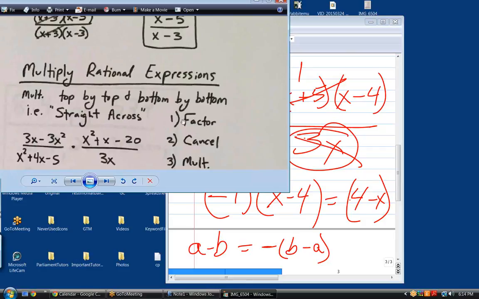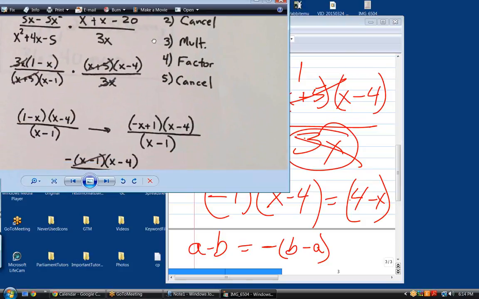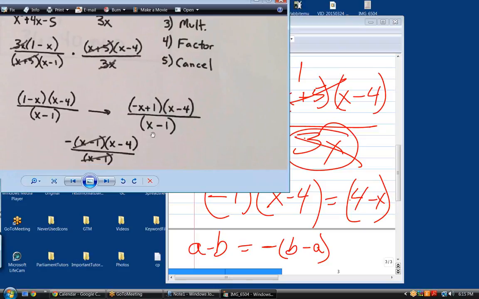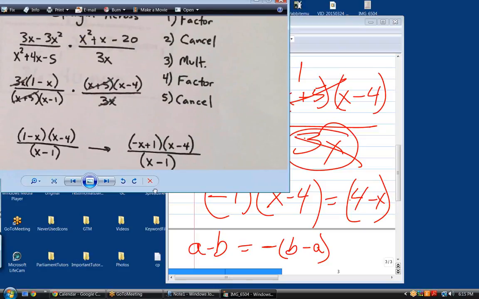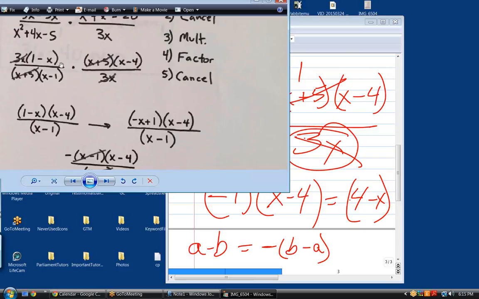Alrighty. So that's why this says factor, cancel, and when it says cancel, it means replace with a 1. It doesn't mean replace with a 0. Multiply, factor, cancel. Okay? That's what we did all the way around there. They're just showing you the various steps.